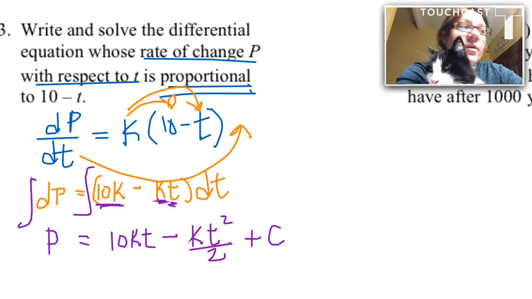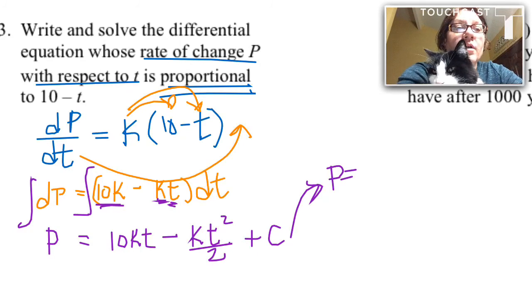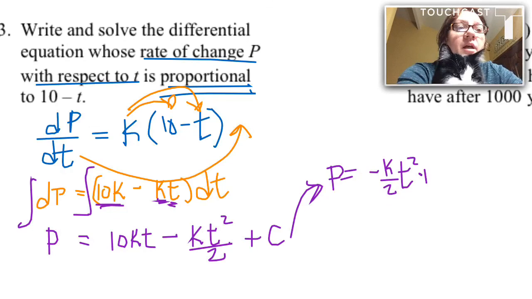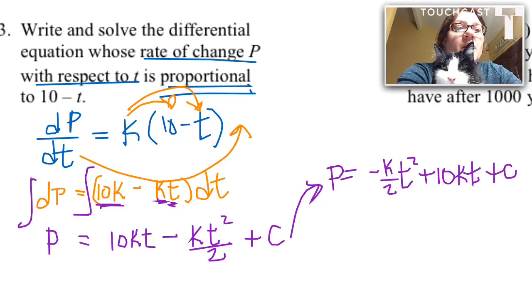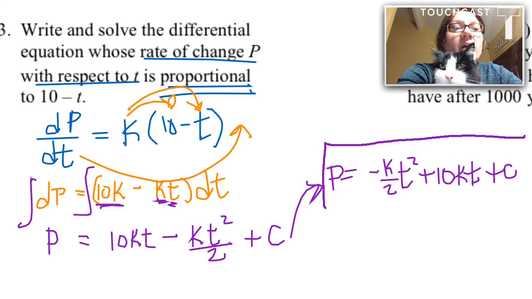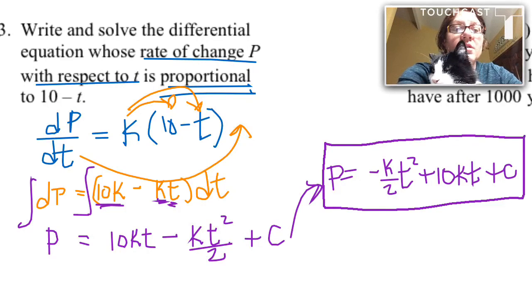And then I suppose the only thing that I could really do with it is rearrange the order. So I'd have negative k over 2 t squared plus 10kt plus c. And I don't have any initial values, so I can't do anything with it, so it's just going to stay generic.